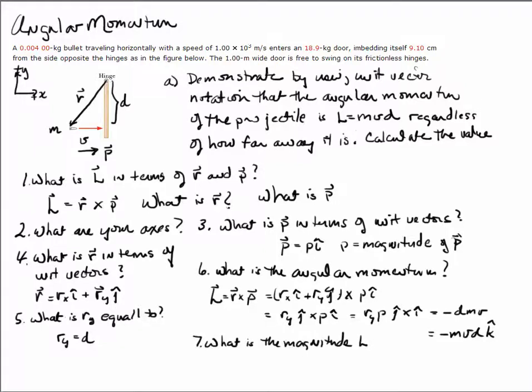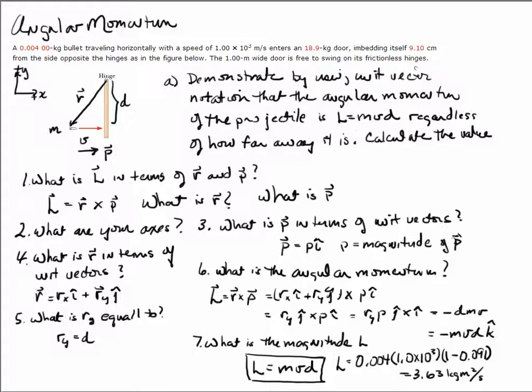What is the magnitude of L, the angular momentum? Well, you want to write that down and then calculate it. And of course, L is equal to mvd, and the magnitude is 3.63 kilogram meter squared per second. A couple points, we know that that's in the minus k hat direction.